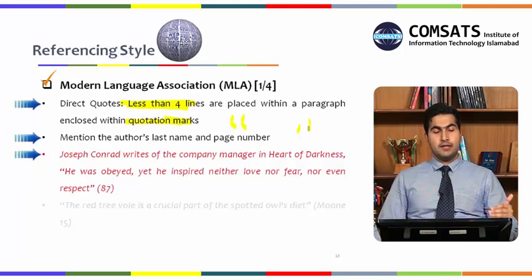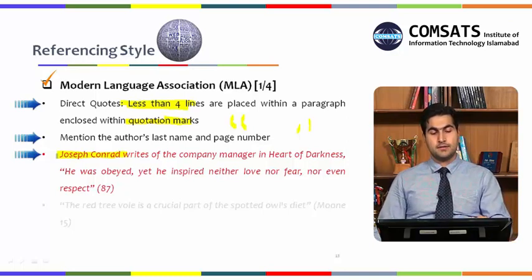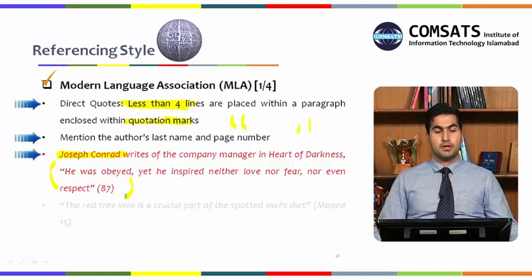Right now, this is one style in which you have written the name of the author separately. Joseph Conrad, a novelist, writes of the company manager in Heart of Darkness, and then there is the quote, basically because it's within quotation marks, and then a page number coming at the end within parentheses. This is one style.